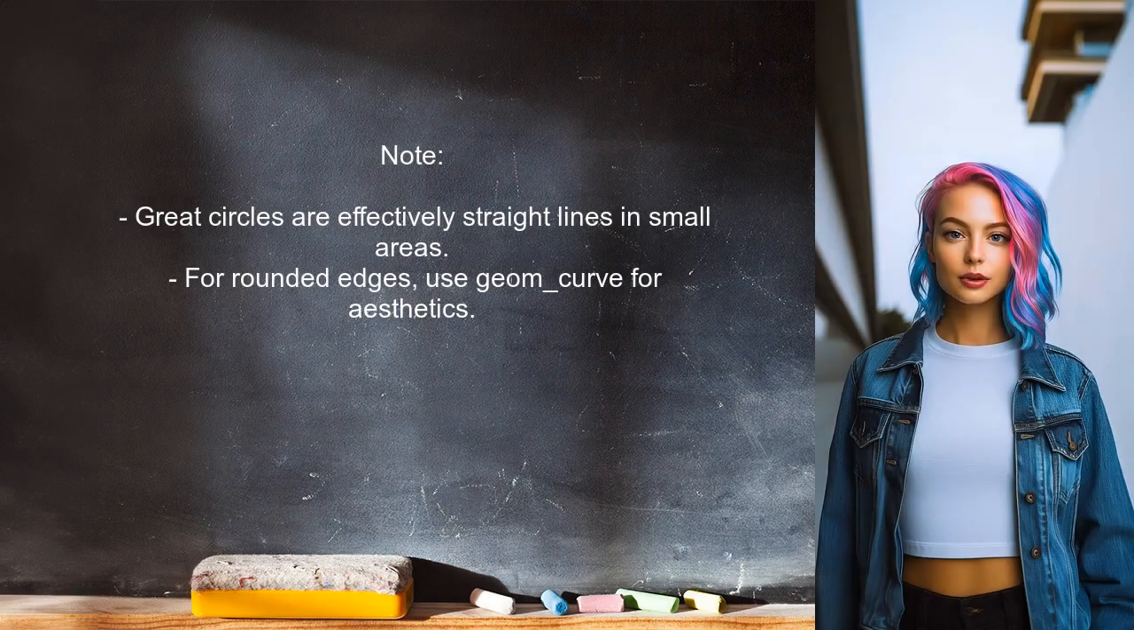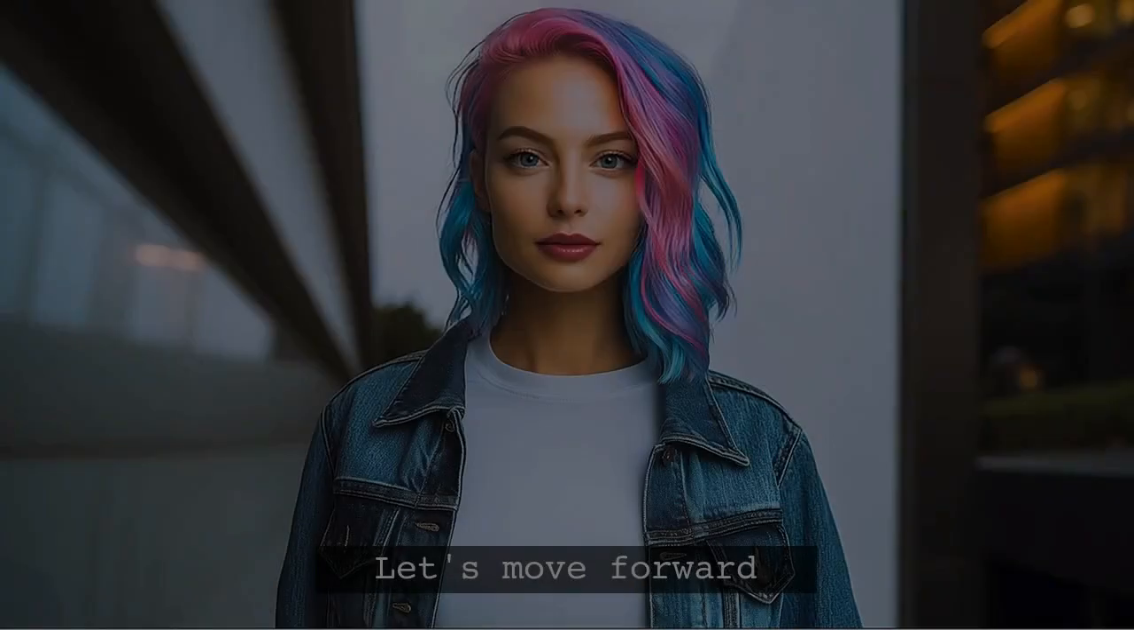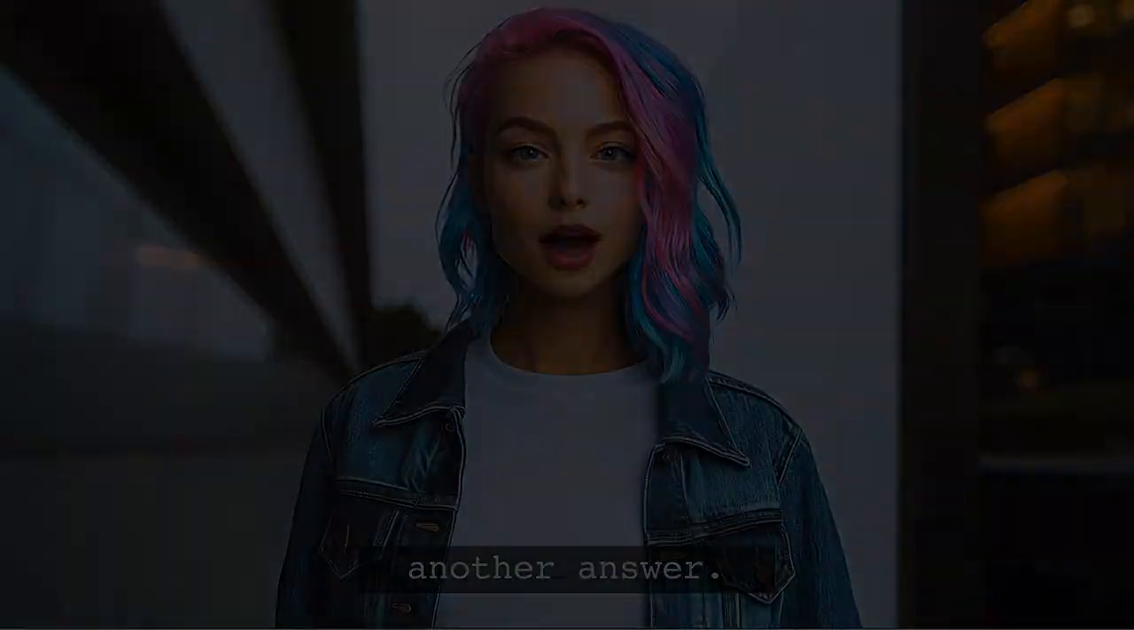It's important to note that in small localities like Singapore, the great circles are nearly straight lines. If you prefer a more aesthetic look with rounded edges, consider using the geom_curve method, as mentioned in another response. Let's move forward and look at another answer.